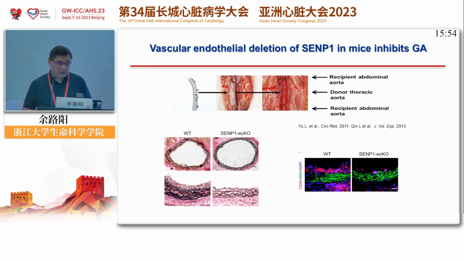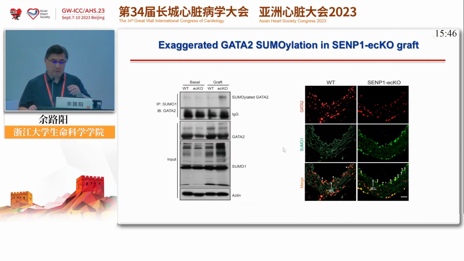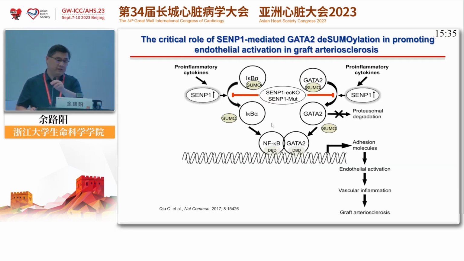But once we knocked out SENP1 in the endothelial cells, it limited GA progression as well as vascular inflammation. The major reason is GATA2 SUMOylation, different from GATA1 in red blood cells. Here in endothelial cells, GATA2. So in this story, basically we found that pro-inflammatory cytokines induce the expression of SENP1, the deSUMOylase, and this results in the deSUMOylation of both GATA2 and IκBα. The resultant transcriptional complex drives endothelial activation and GA progression.